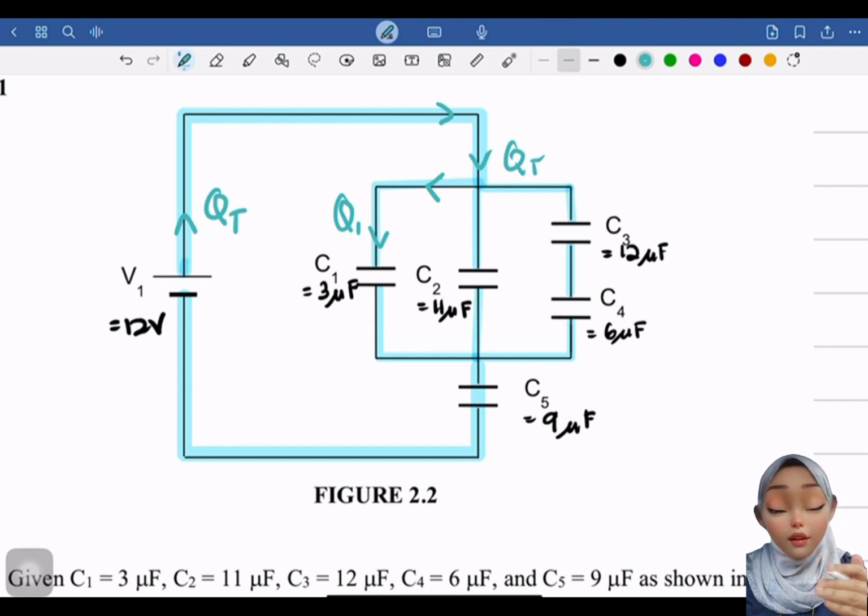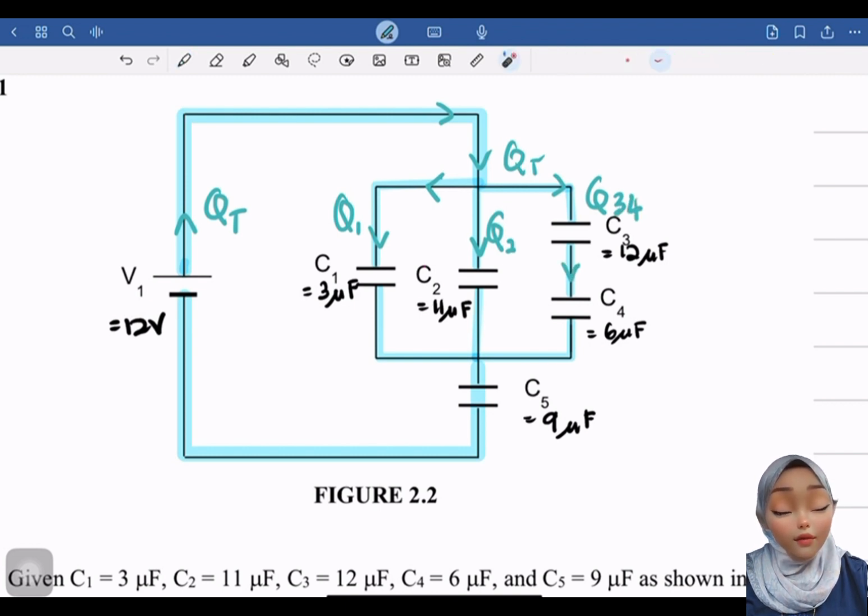So it goes to C1. So I'm going to call it as Q1. And then the second river is Q2. And then the third river is Q3, 4. Because these two, the C3 and C4 are in the same river. So the amount of water that flows to the both capacitors are the same. So I'm going to call it as Q3, 4.